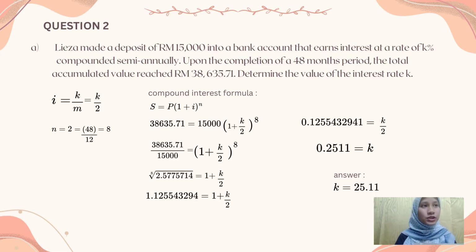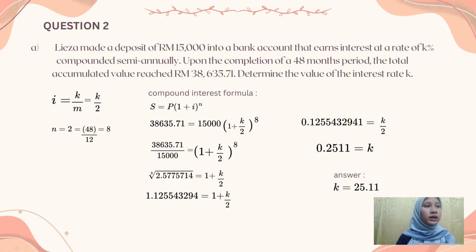Next, we move to question 2. Read the question carefully and understand it. For this question, we use the compound interest formula. To get the solution, we should find the interest per compounding period and the number of compounding periods. The interest is compounded semi-annually, so the interest is applied 2 times per year. Next, we convert 48 months into years. 48 months equals 4 years. Since compounding happens twice per year, n equals 2 times 4 equals 8. So 8 is the number of compounding periods.